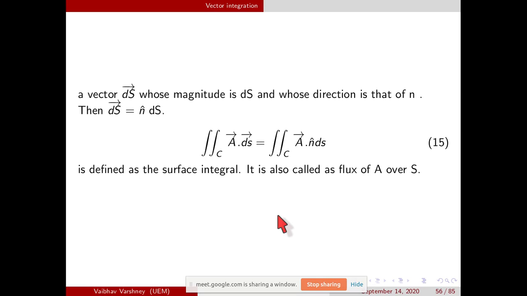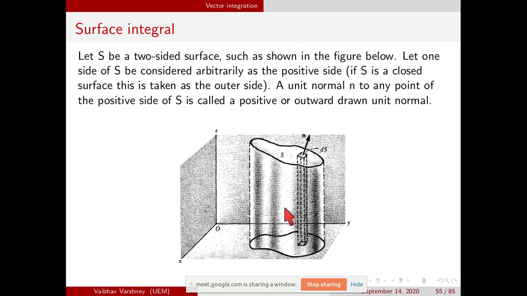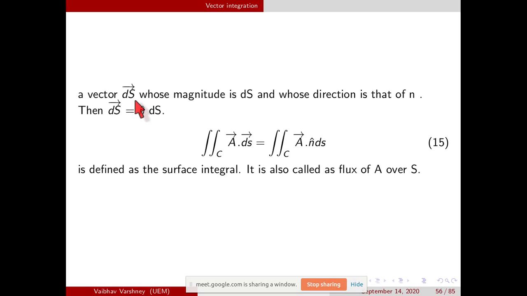So we have to do the dot product with k cap. You will understand this in the question. I am just mentioning it because when I do the problem, at that time you will understand this. So if ds is any area element, the magnitude of this ds vector is ds and its direction is n, then we can write it as n cap ds.